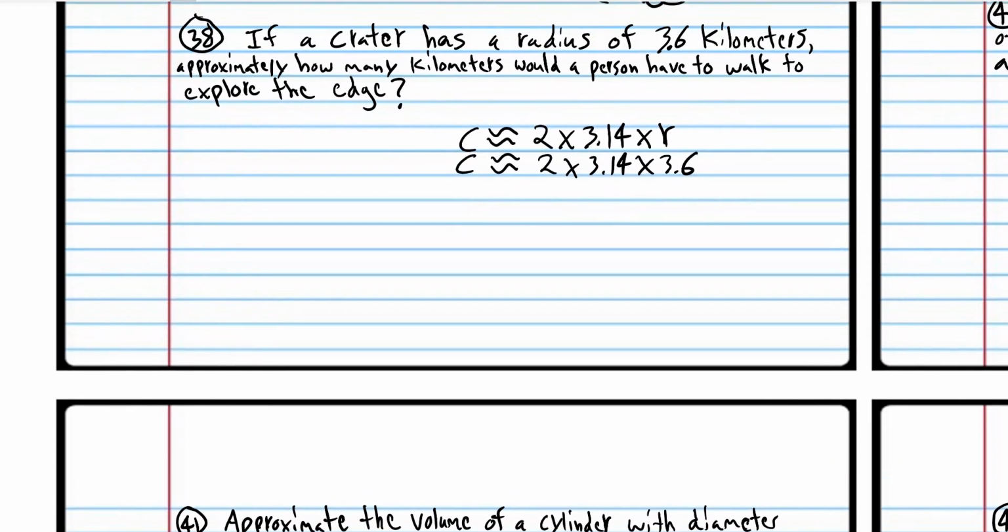All right, so let's go over here. We're going to multiply 3.14 times 2. And I'm going to go ahead and just do that in my head because that's a fairly easy calculation, but you can do it on paper if you want. 2 times 3.14 is 6.28. And now we're going to multiply 6.28 times 3.6. When you're multiplying, you don't have to line up the decimal.